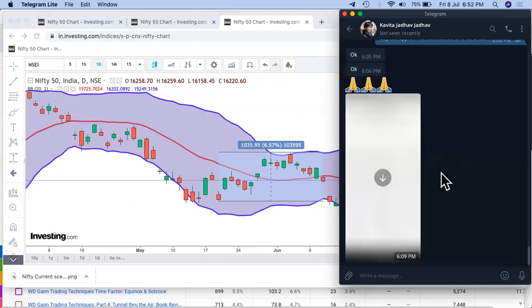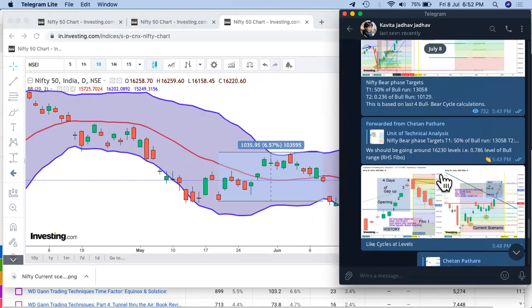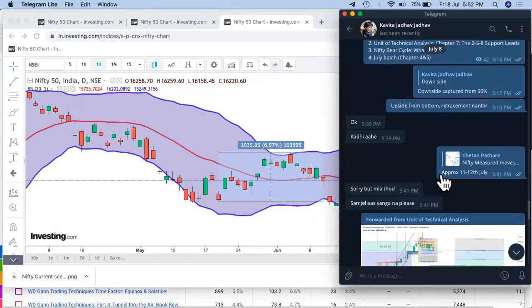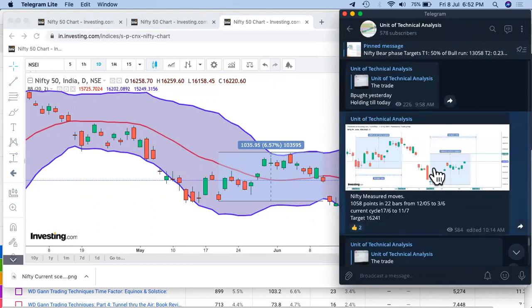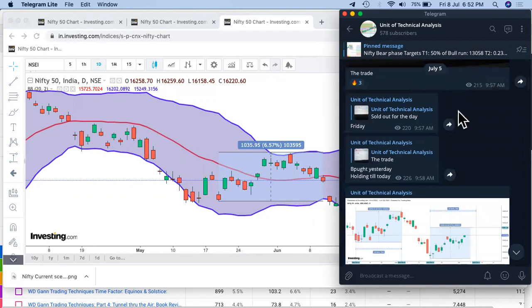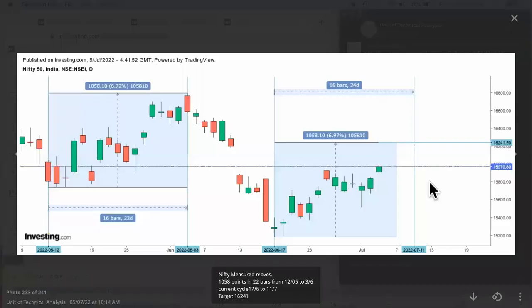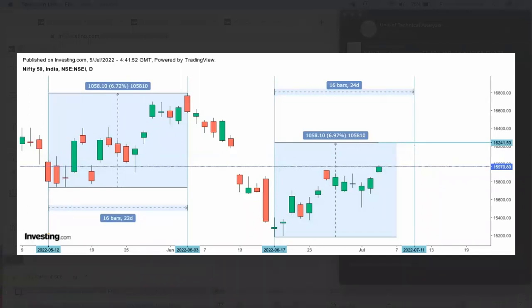Let me just take some examples. Yes. So this was on 5th of July, maybe a few days back, where we had just given measured moves. Measured moves would be one of the chapters for unit of technical analysis. We haven't covered that, but probably I'll be taking measured moves because I wanted some live examples. On the basis of that, I'll be able to give some information for live trades.